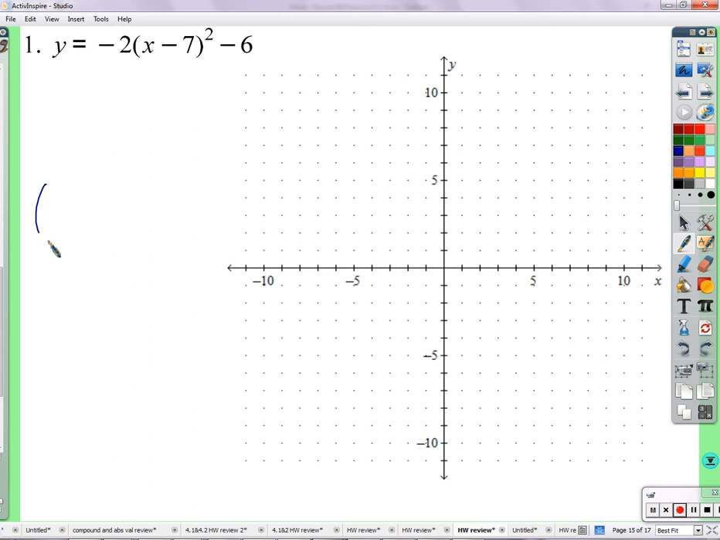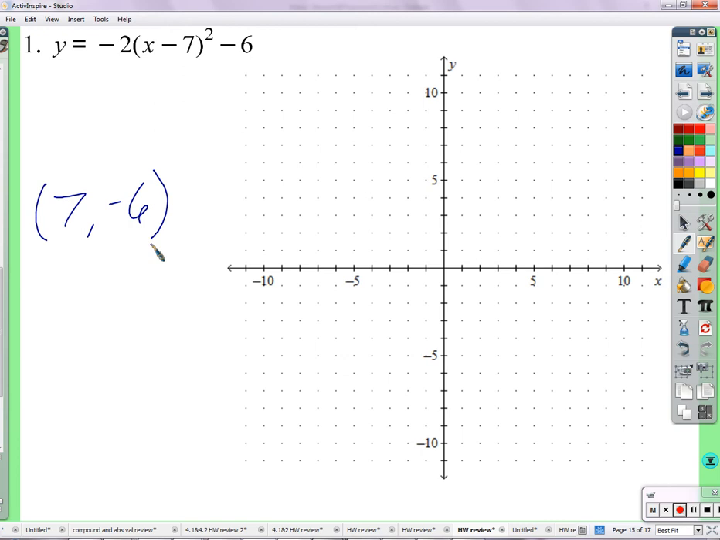Where's the vertex here? No? No what? No. It's just no? This parabola doesn't have a vertex. Nope. No. You can't do it. Oh. Okay. 7, negative 6?